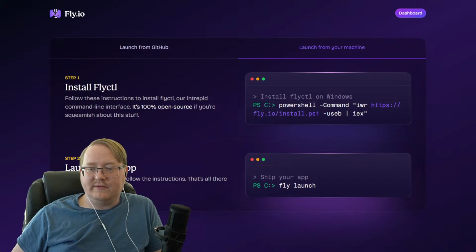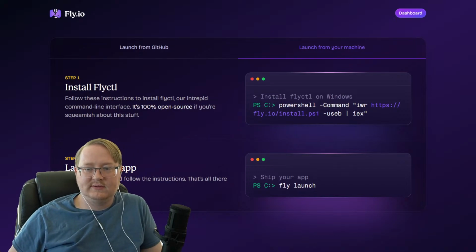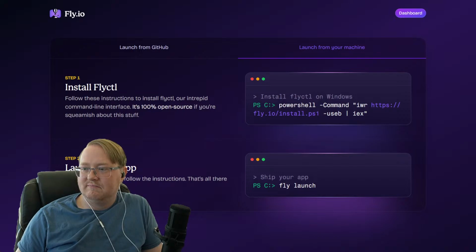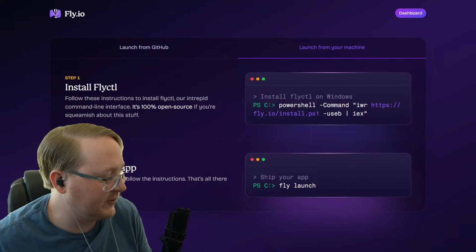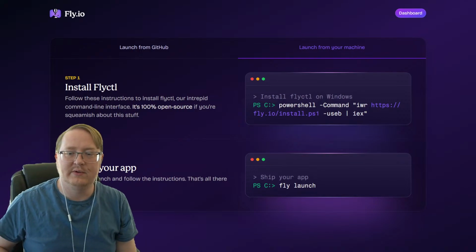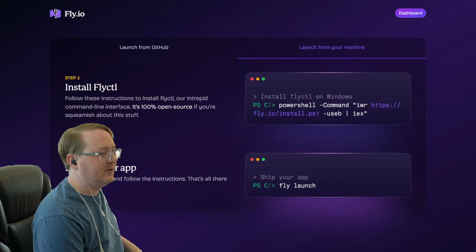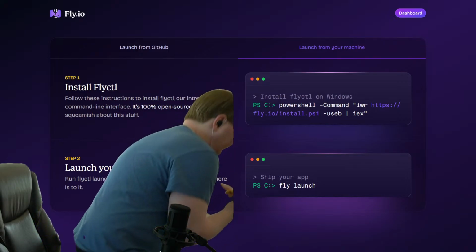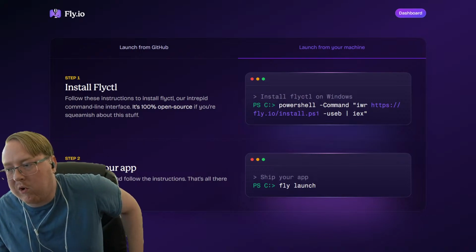A fly toml and Docker file. Okay, well, I got a Docker file, but I don't have a fly toml. Here, just install this on your computer. Trust me, bro. All right, hold on. Then upload your code to a builder and it builds. Oh, so it builds the Docker image optimized for their stuff. Hmm. Okay, that's neat.